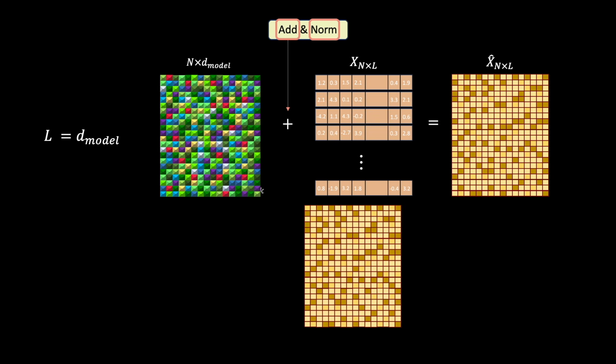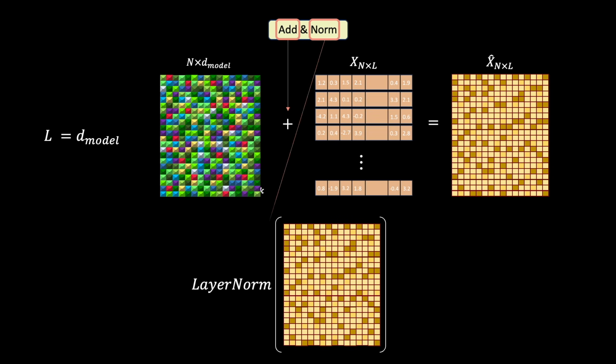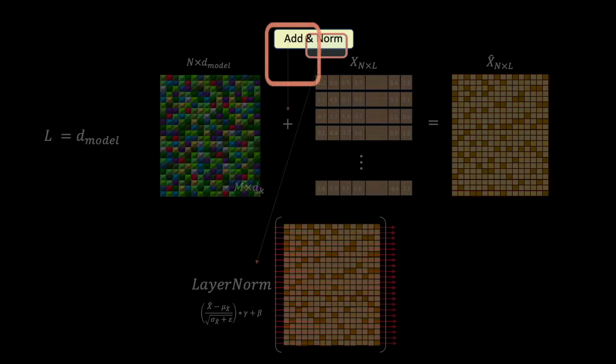Next, we apply layer normalization to this sum across the feature dimension, defined with the following formula. We use layer normalization to stabilize the hidden state dynamics and ensure that the mean and variance of the activations remain consistent, which significantly speeds up convergence.